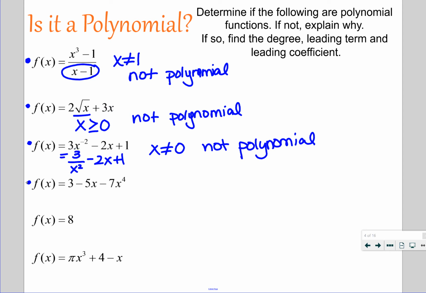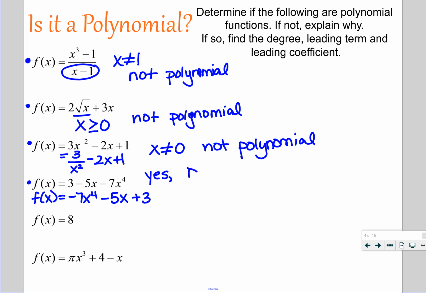Let's look at the fourth one. The fourth one has no domain restrictions. There's no denominators, no square roots, no weird exponents that are not non-negative integers. So this is a polynomial. The first thing I'm going to do is reorder these terms. I want my exponents highest to lowest to get it in what we are going to call standard form of a polynomial. So my first term will be negative 7x to the fourth. My second term will be negative 5x. And my last term will be positive 3.